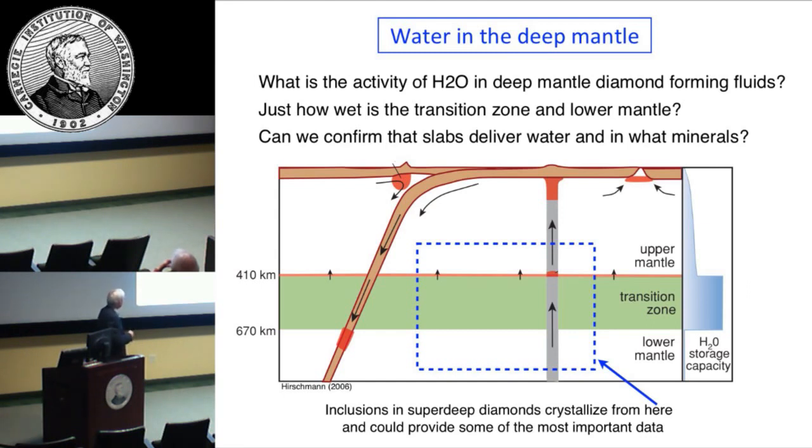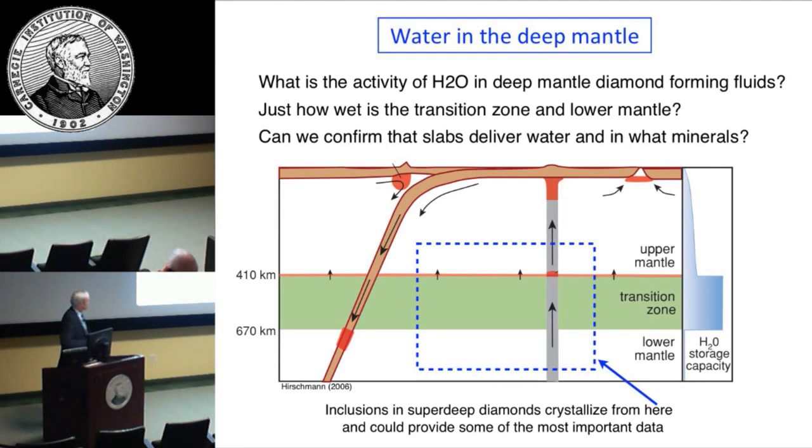Here's a summary diagram from Mark Hirschmann's 2006 Annual Reviews paper. Mark told me at the Volatiles conference a week ago that this diagram gets reproduced all the time. He's always a little bit embarrassed because it's a little too simplistic, but I think the point is made very well in its simplicity.